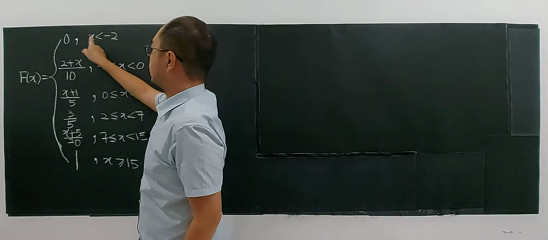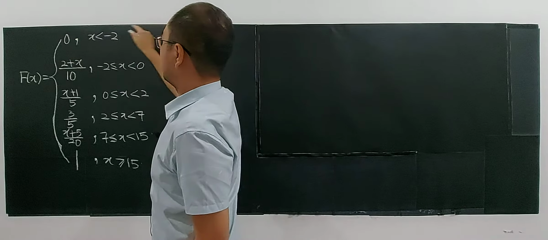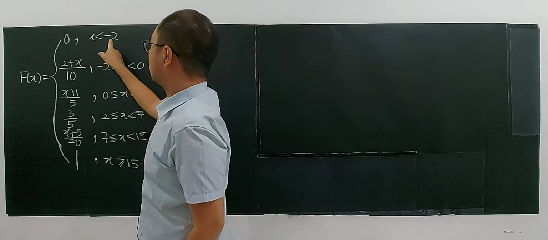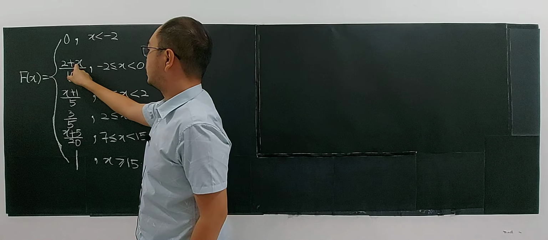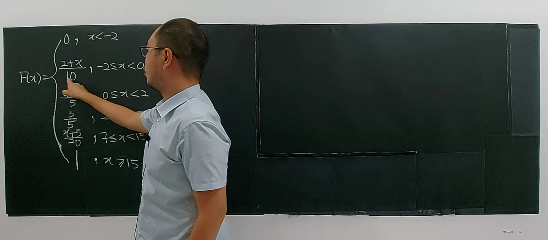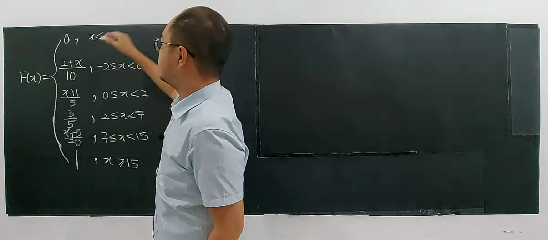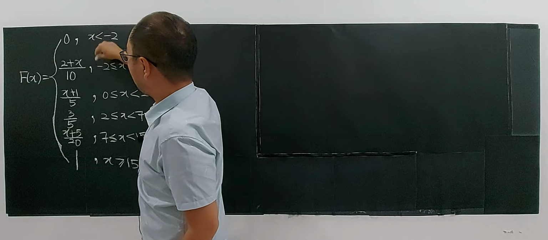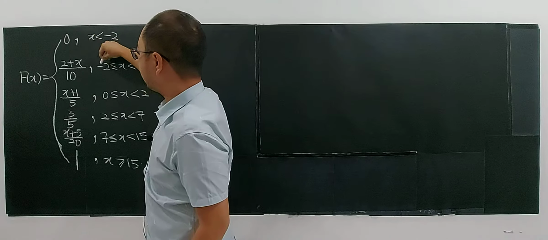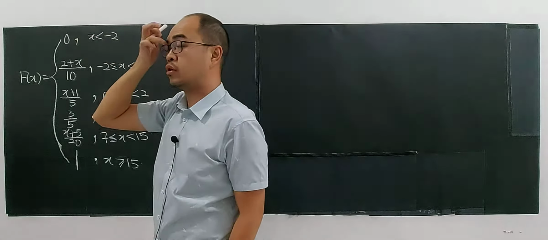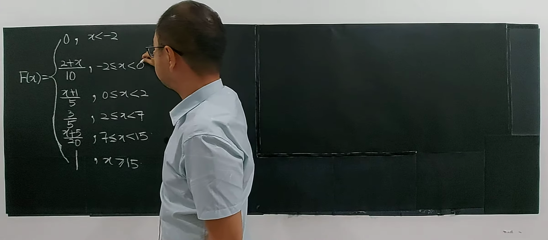You look at the value here: -2 is 0. So when there is -2, you substitute the -2 here, 2 minus 2 over 10, and you are still getting 0. It means that the value before this point is 0, and if you substitute -2 here, you are getting 0 also.